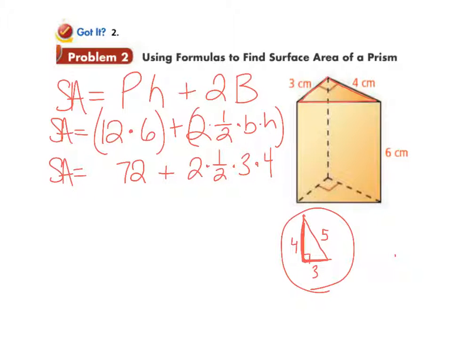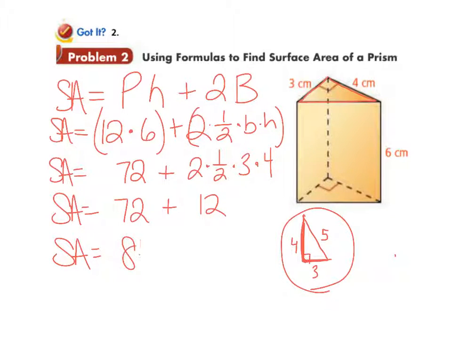And now I'll go ahead and clean that up. Again, leave these separate until the end. 2 times 1/2 is 1 times 3 times 4. So that's 12. Add those together and you have 84. You're finding surface area, so that's centimeters squared.